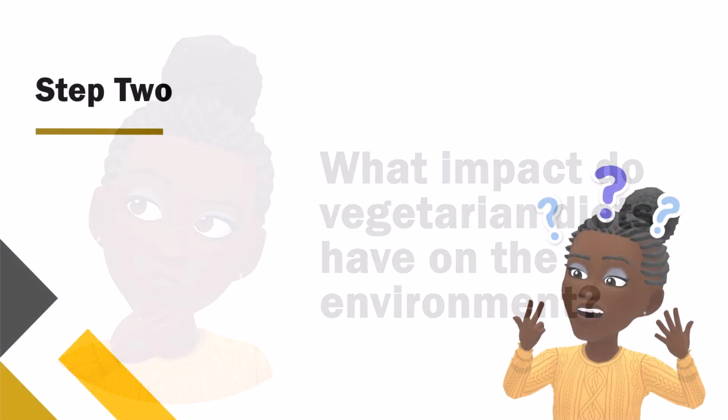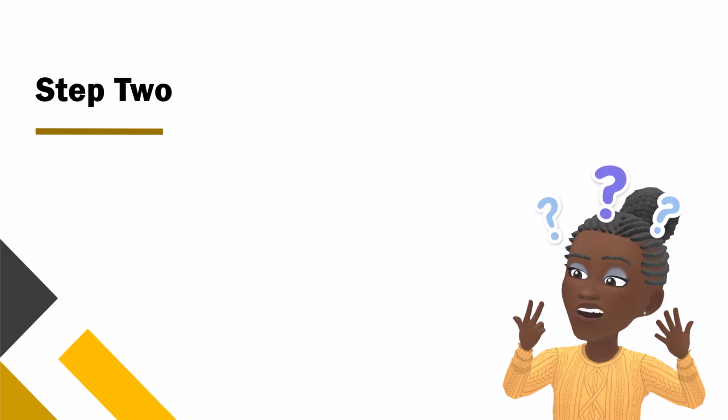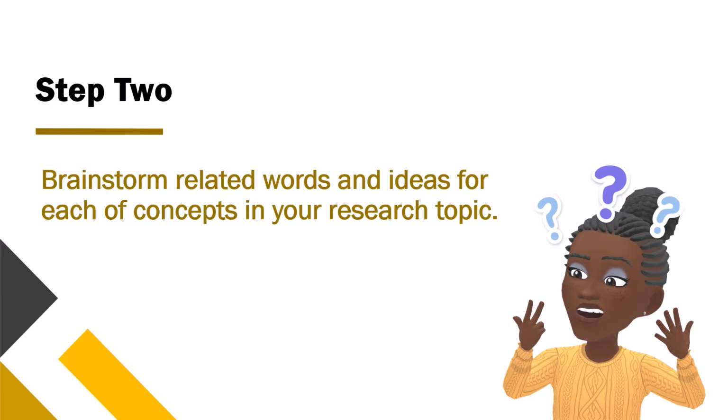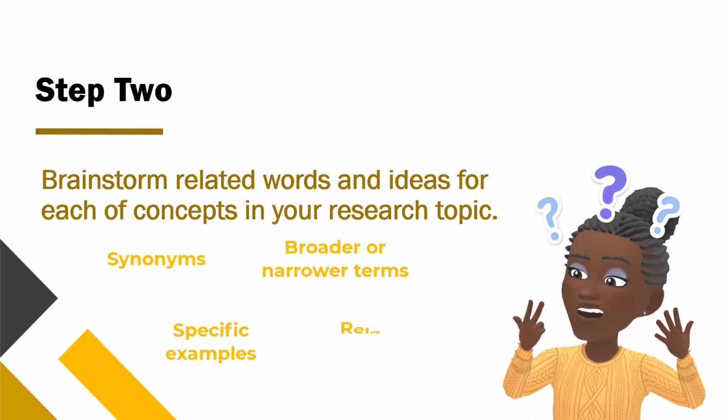The next step is to take your main concepts and brainstorm additional search terms. This step is important because not everyone may use the same words as you to describe your topic. You can increase the number of results you get in a database by brainstorming other related words. You can think of words that mean the same thing as one of your concepts, words that are broader or narrower in scope, specific examples, or other related ideas. Words that mean the opposite of your concept can sometimes help too, because a source might be comparing two different things.